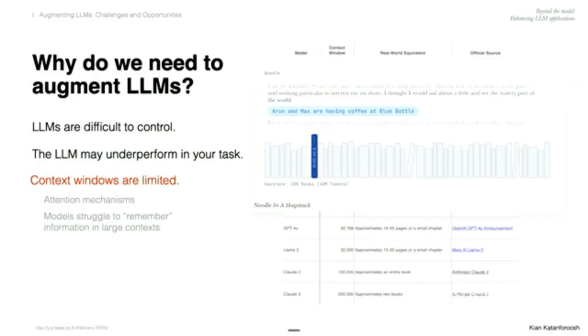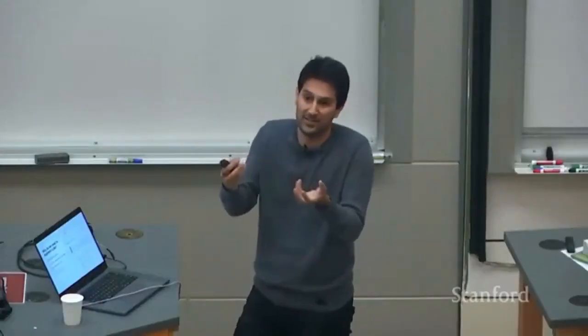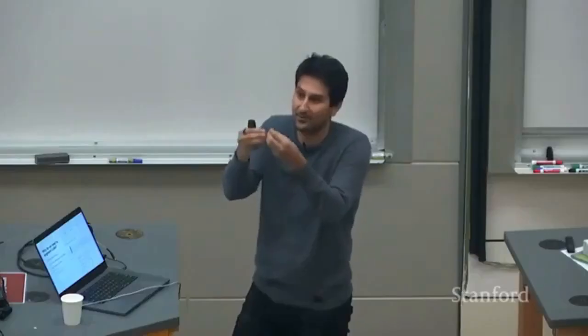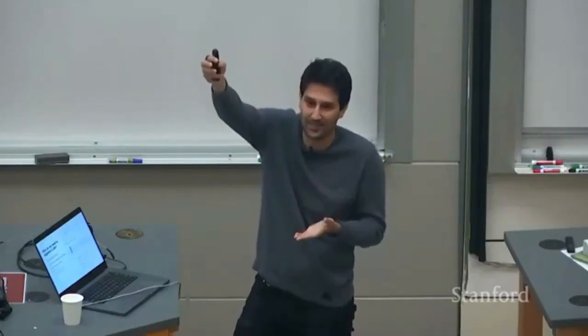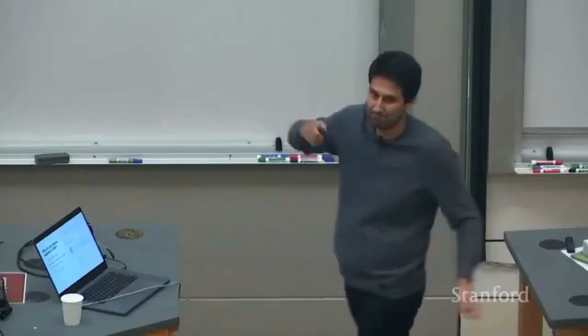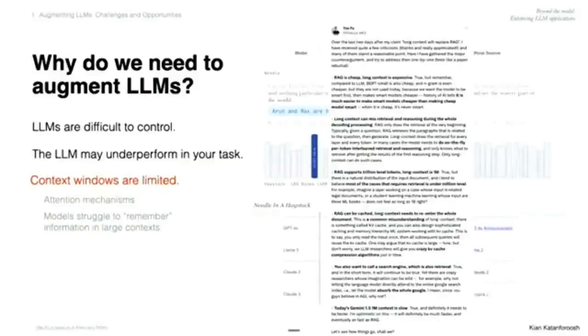And then you ask the LLM, what were Arun and Max having at Blue Bottle, and you see if it remembers it was coffee. It's actually a complex problem, not because the question is complex, but because you're asking the model to find a fact within a very large corpus, and that's complicated. Yeah. So again, this is a limiting factor for LLMs.